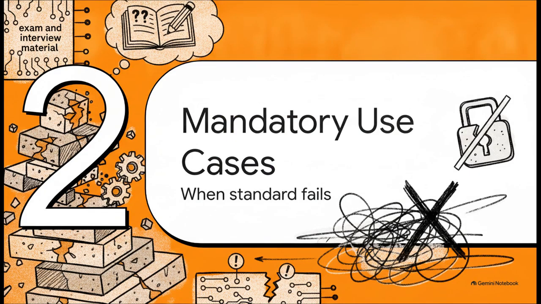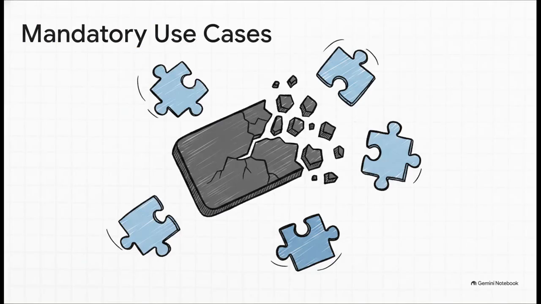And that brings us to section 2. 5 mandatory use cases where standard initialization just totally fails. Pay close attention here, guys, because this is classic exam material. Here's the big picture of the 5 specific scenarios we're going to tackle. Think of them as mini puzzles where standard variable assignment just won't compile.